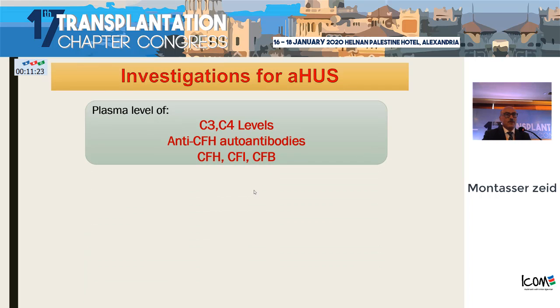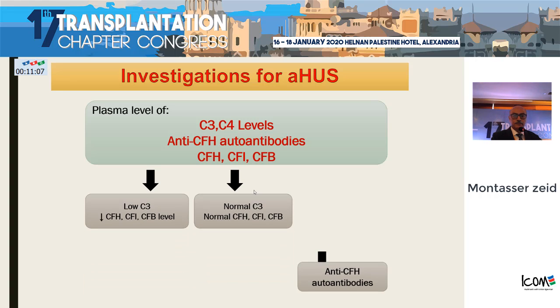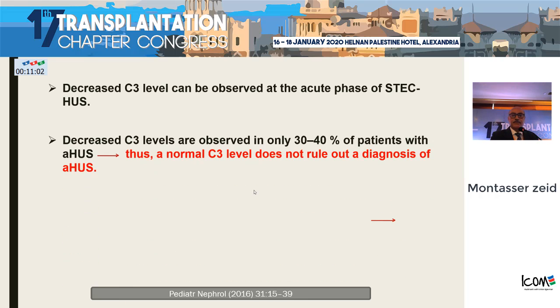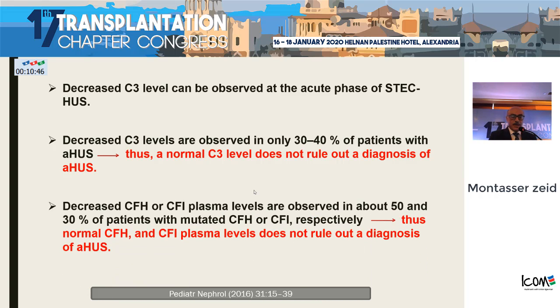And the investigations which will be done for cases of atypical hemolytic uremic syndrome: plasma level of complement 3, complement 4 level, anti-complement factor H autoantibodies, complement factor H, complement factor I, and complement factor B. Decreased complement 3 level can be observed at the acute phase of Shiga toxin E. coli HUS, and decreased C3 level is observed in only 30 to 40% of patients with atypical HUS. Thus, a normal C3 level does not rule out a diagnosis of atypical HUS.